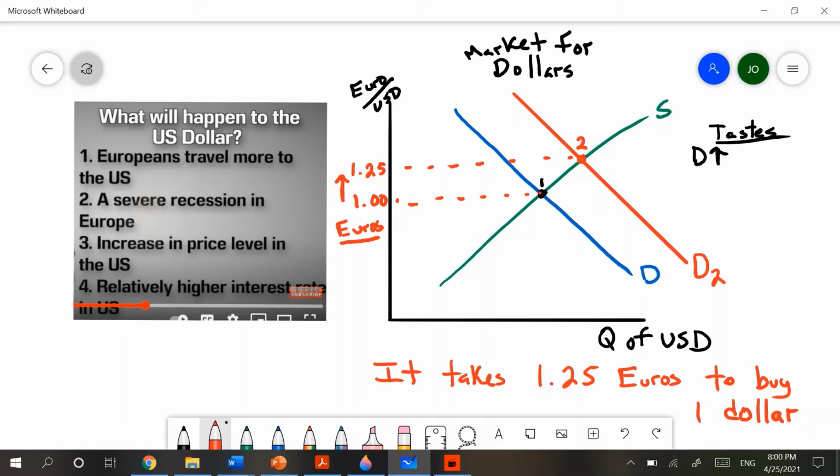Before, it would take 1 euro to buy $1. Now it takes 1.25 euros to buy $1. So what happened in the exchange rate? It means that the dollar appreciated. It is now more valuable when you compare it to the euro. The dollar appreciated compared to the euro.